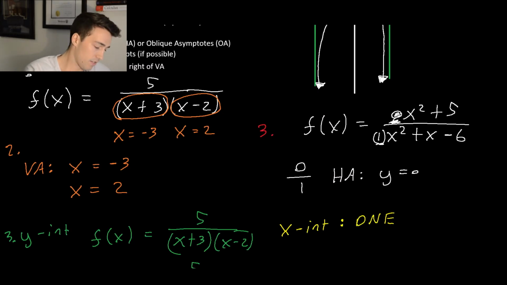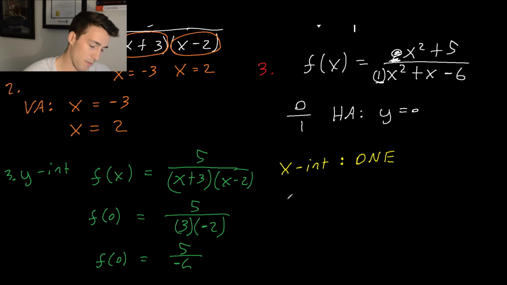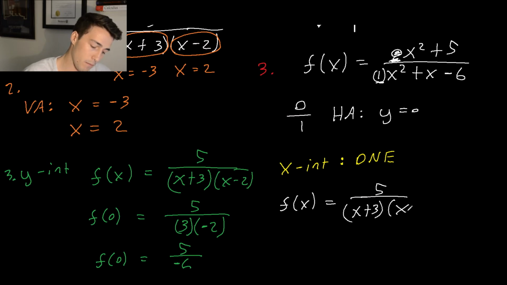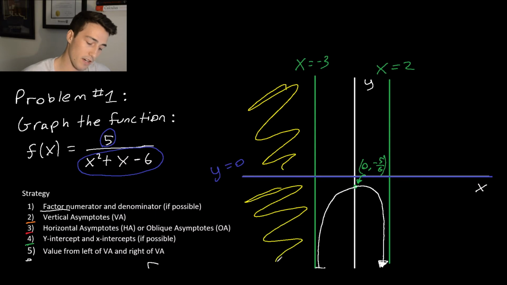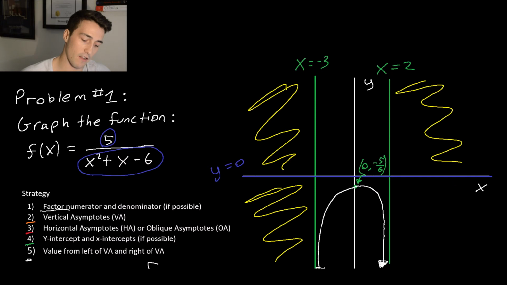Alright, so lastly we have step number 5, and this is from the left or the right of the vertical asymptote. So I'm going to do f of x is equal to 5 over x plus 3 multiplied by x minus 2. And here we're basically looking to see if the function exists in this area or this area on this side, and this area or this area on the other side.